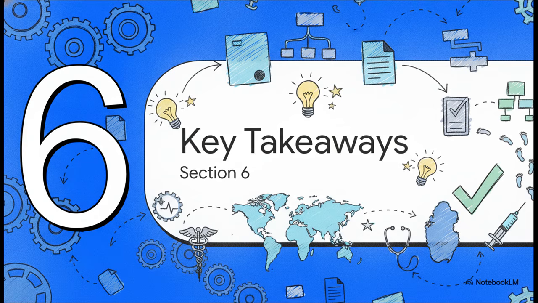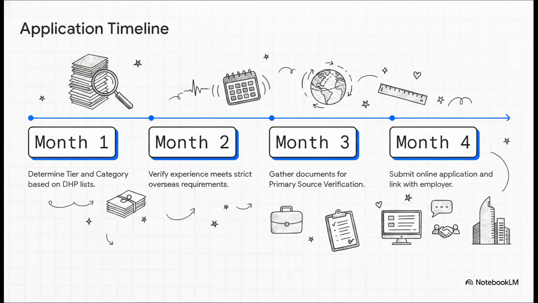Let's bring it all together now in Section 6, Key Takeaways. Based on our deep dive into these official rules, here is a highly recommended chronological game plan for a first-time applicant. Spend month 1 determining your exact tier and category. Month 2 should be spent strictly verifying that your specific years of experience meet those overseas requirements. Seriously, don't guess, calculate it exactly. In month 3, gather and organize all your documents for the PSV process. And finally, by month 4, you'll be ready to confidently submit that online evaluation application and start talking to potential employers in Qatar.